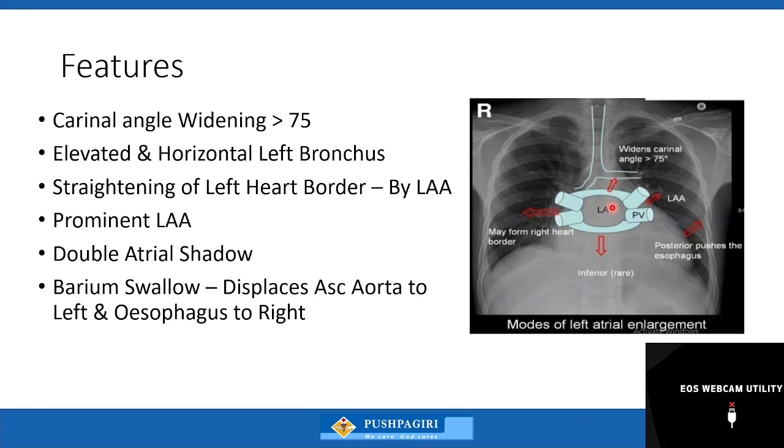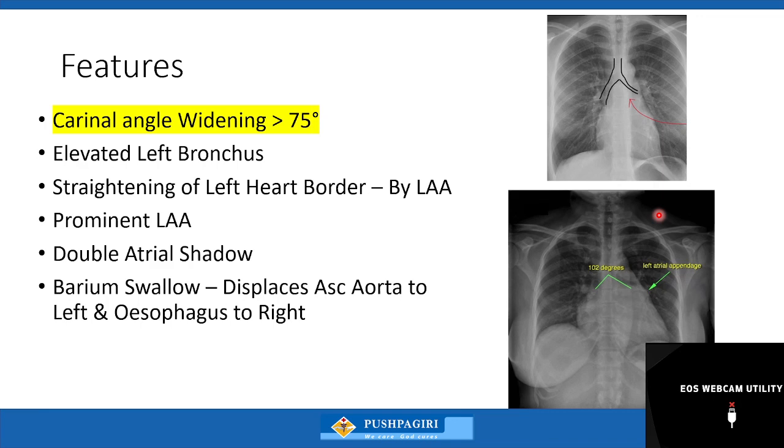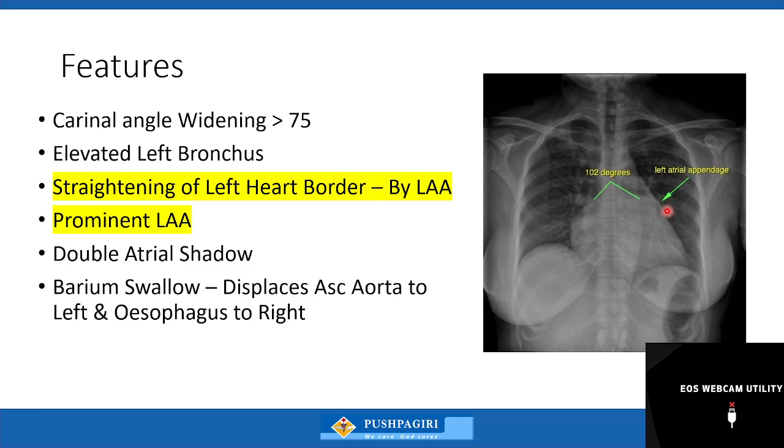The picture we'll see. So one thing is widening of the carinal angle. Normal carinal angle is less than 75. So if it is more than 75, we can call it a widening of the carinal angle. Here in a left atrial enlargement, carinal angle is 102. Next, the bronchus also will be elevated. Then the straightening, or even it can come out of the left heart border by the left atrial appendage, prominent left atrial appendage, or it can be even straightened.